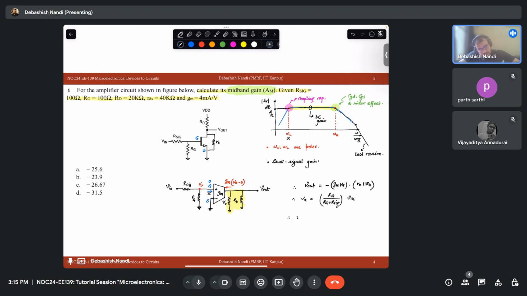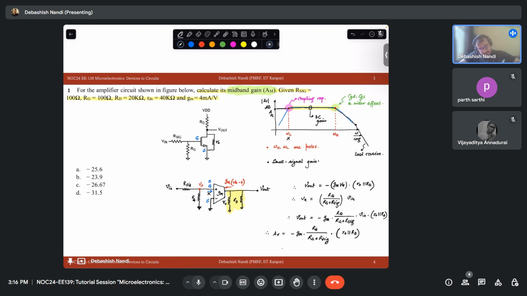So now what is your V out? Your V out is now minus Gm times what is Vx? Vx is your Rg over Rg plus R signal times V in times your R naught parallel Rd. So your gain is minus Gm times Rg over Rg plus R signal times parallel combination of the resistance at the output.